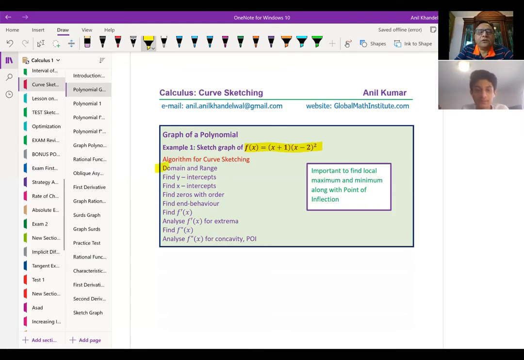Can you please read the algorithm for polynomials? Yes, sir. Algorithm for curve sketching. Domain and range. Find the y-intercepts. Find the x-intercepts. Find zeros with orders. Find end behavior. Find the first derivative. Analyze the first derivative for extrema. Find the second derivative. Analyze the second derivative for concavity and the points of inflection. That's what you do with polynomial functions. Clear? Yes, sir.